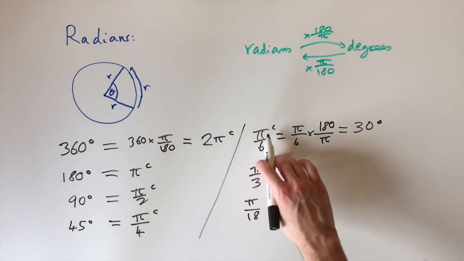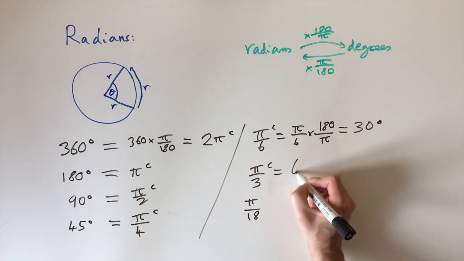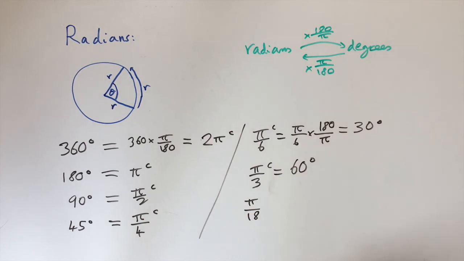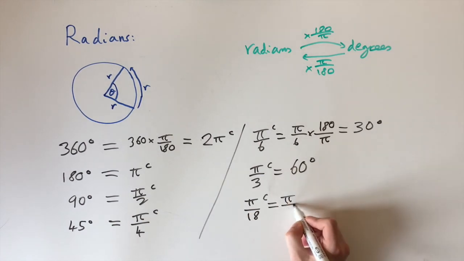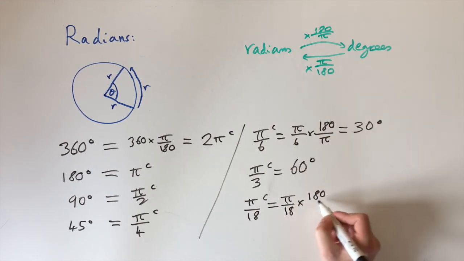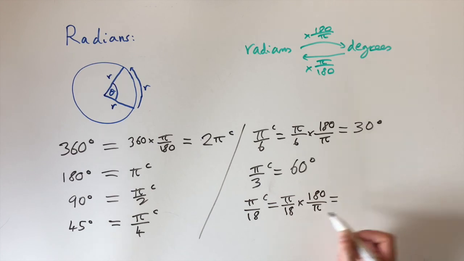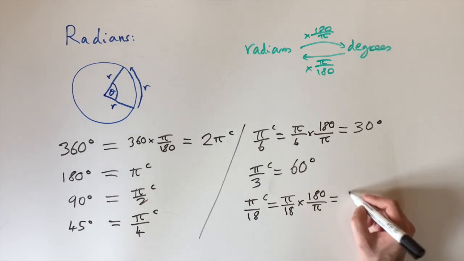Pi over 3 is actually 2 times pi over 6, so we can just double what we had above. So this is going to be 60 degrees. And finally, for pi over 18, let's just use the formula again. So pi over 18, and we multiply this by 180 divided by pi. This is nice because the pi's cancel, and then we get 180 divided by 18, which comes out to be 10 degrees.